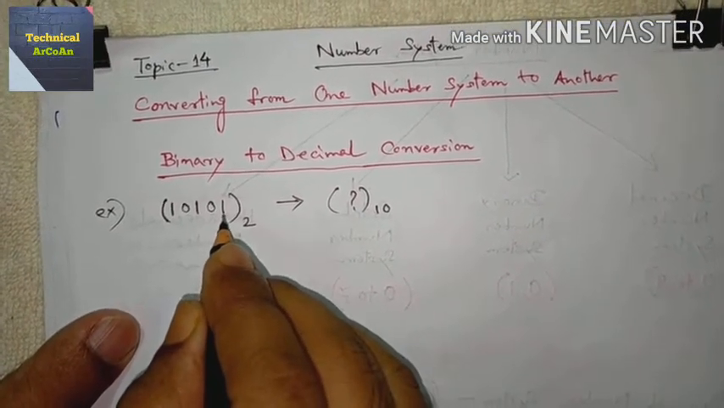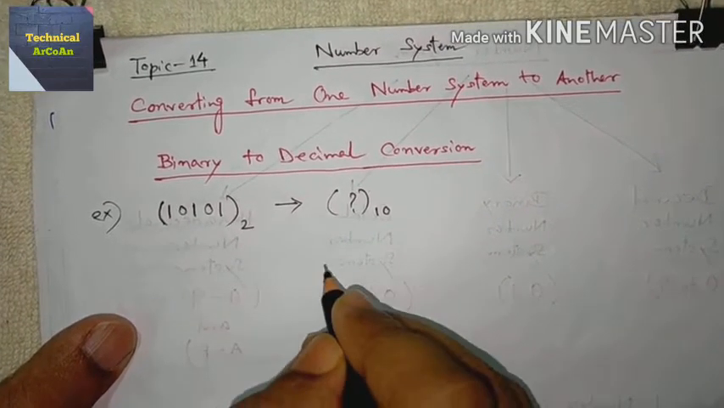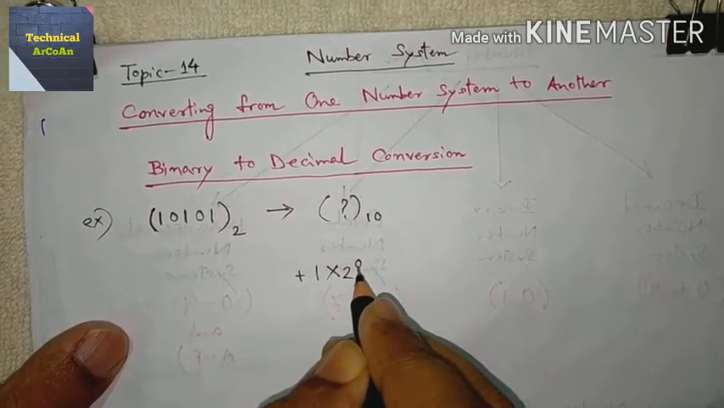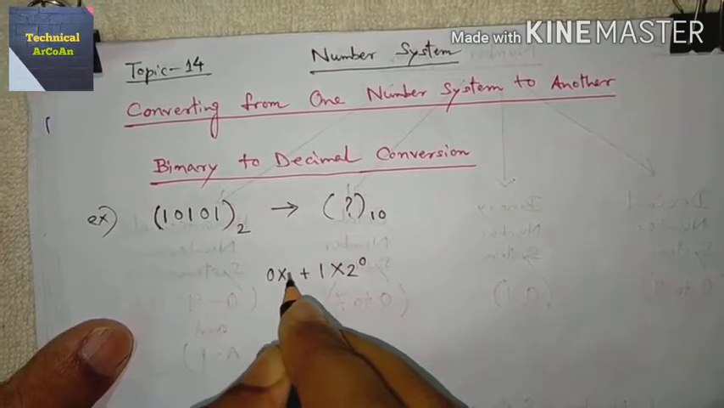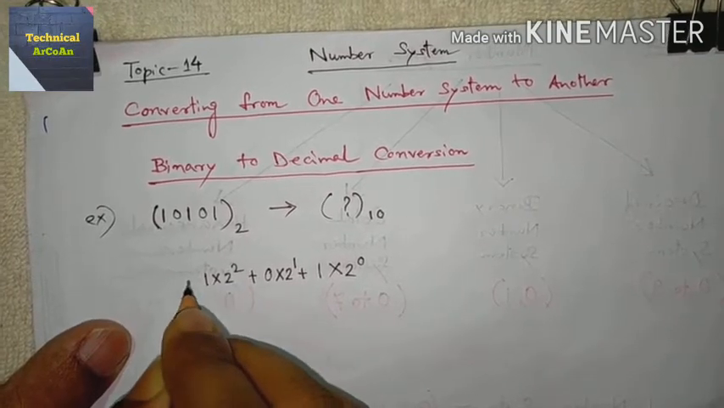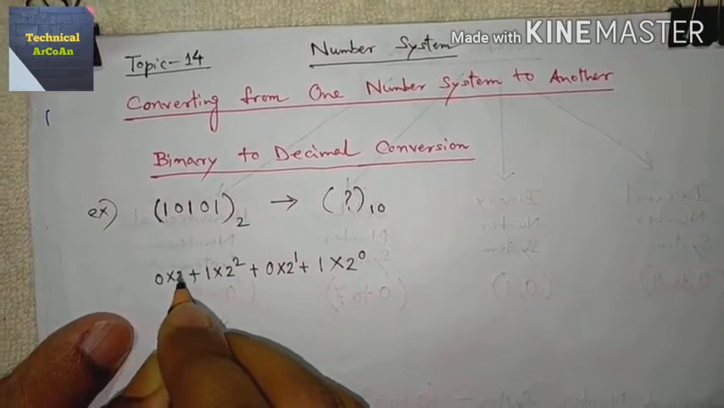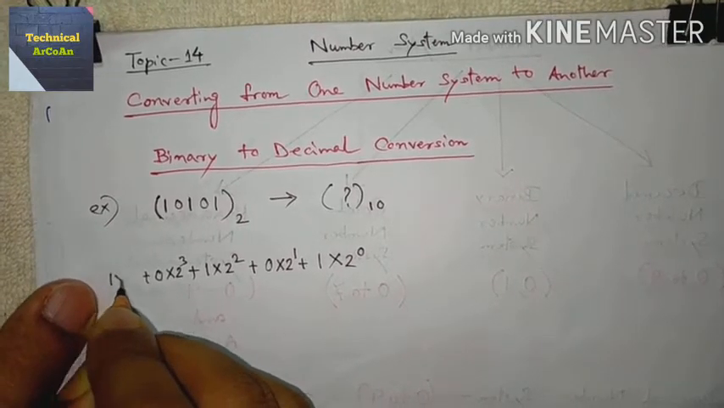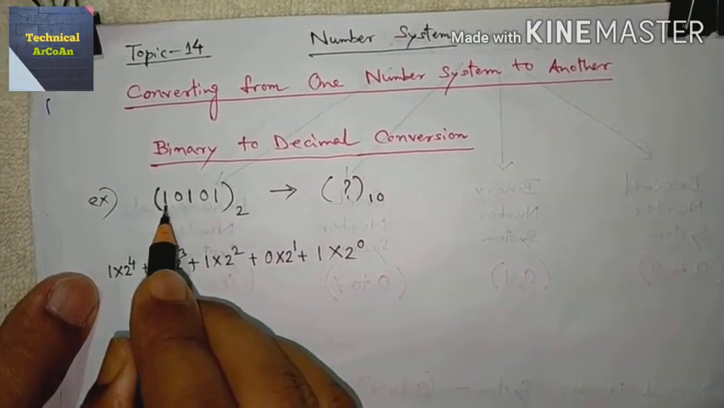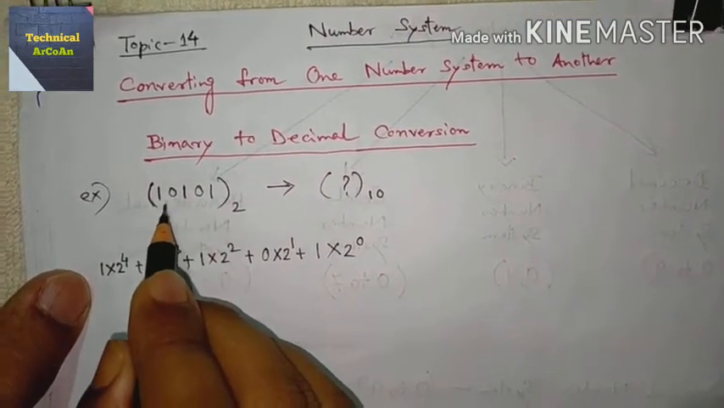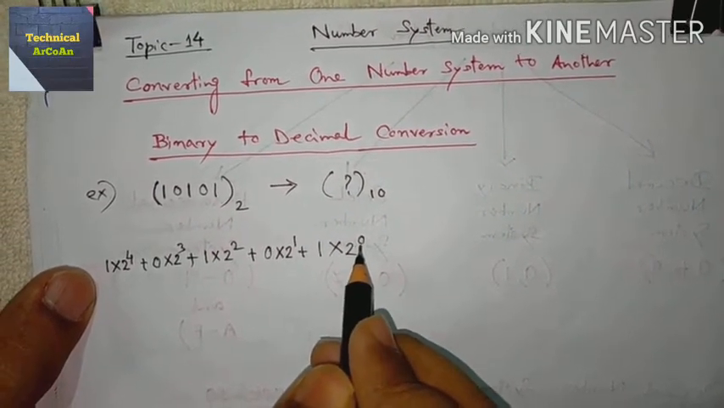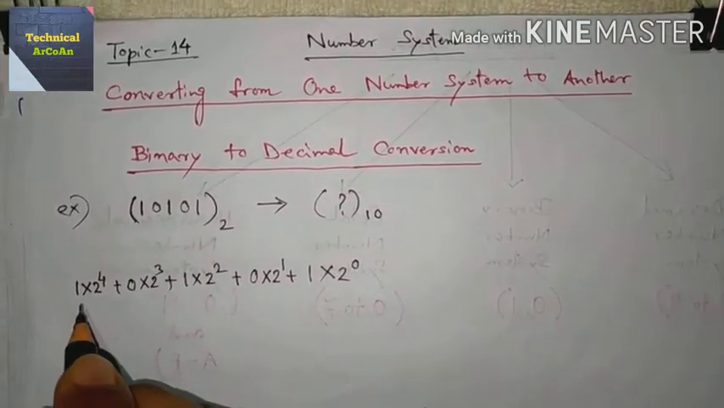The last digit of this binary number is 1, so 1 into 2 to the power 0. The power starts from 0, and the next digit is 0, so 0 into 2 to the power 1, plus the next one is 1, so 2 to the power 2. Next one is 0, so 0 into 2 to the power 3, and the next one is 1, so 2 to the power 4. We multiply each digit of this number from right to left with increasing power of its base. The base is 2, and the power starts from 0 and goes up to the last digit of that number.